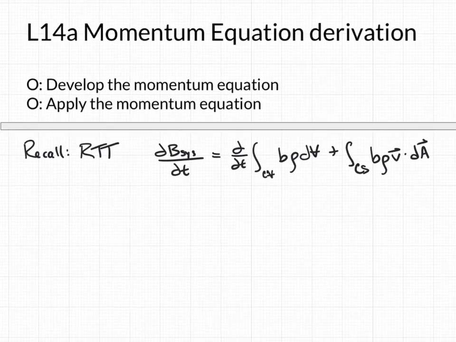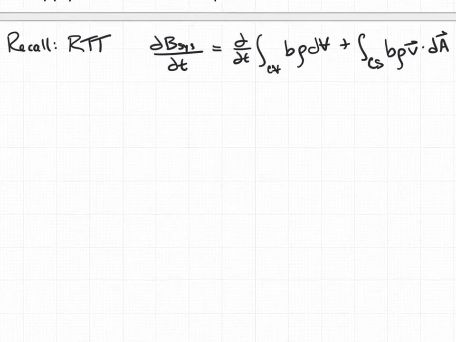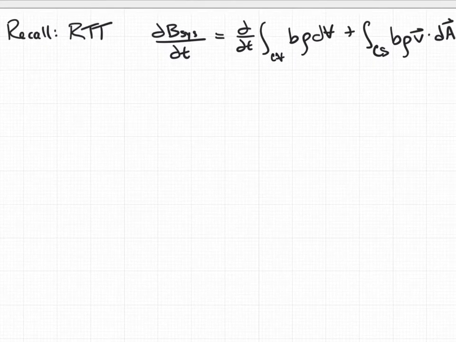So to derive it, I want you to recall the Reynolds transport theorem, and the Reynolds transport theorem has to do with some capital B, and then a lowercase b, which is B per unit mass. So basically we have some B, some stuff. Okay, it could be cows.